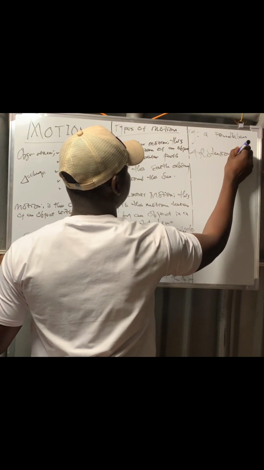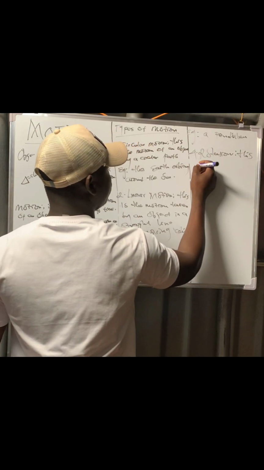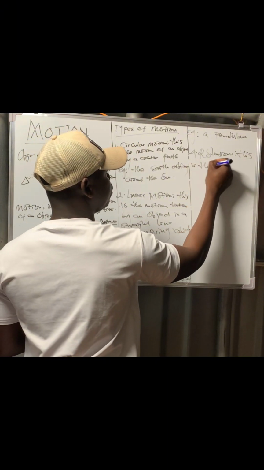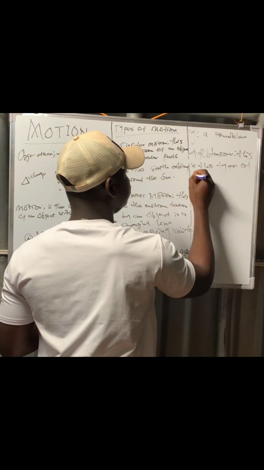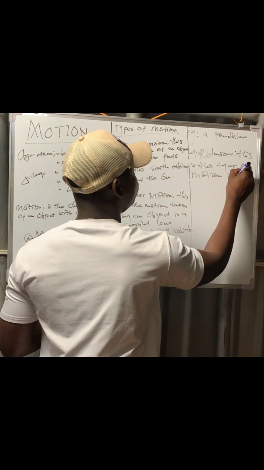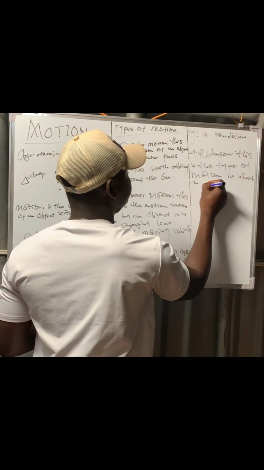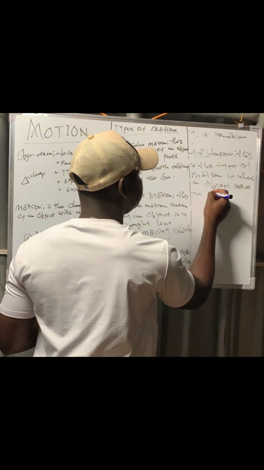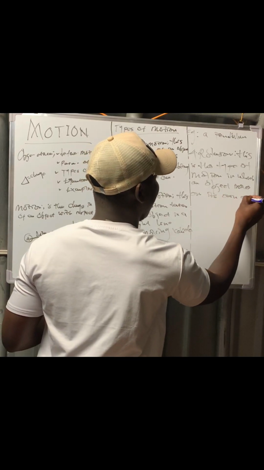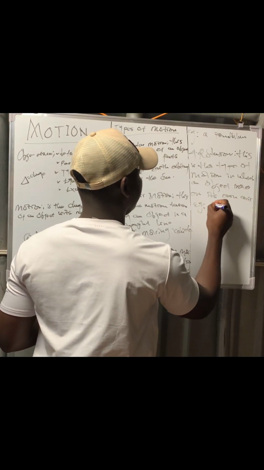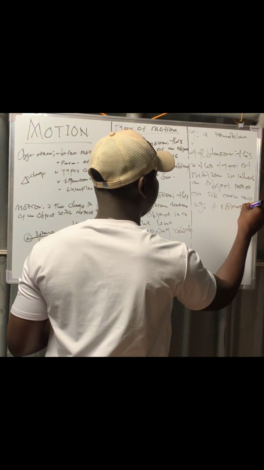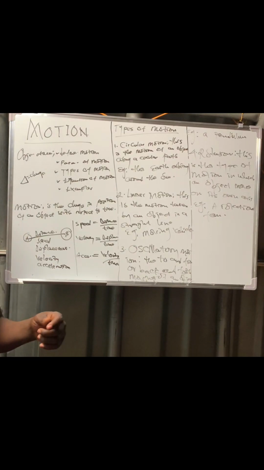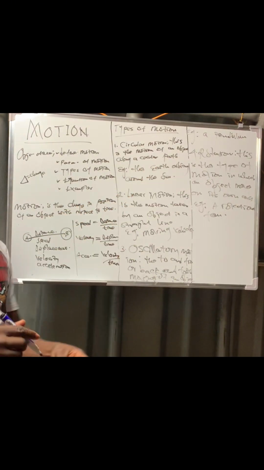Rotational motion. This is a type of motion in which an object moves on its own axis. Example, a rotational fan. Your own ceiling fan is a good example of rotational motion, moving on its own axis.